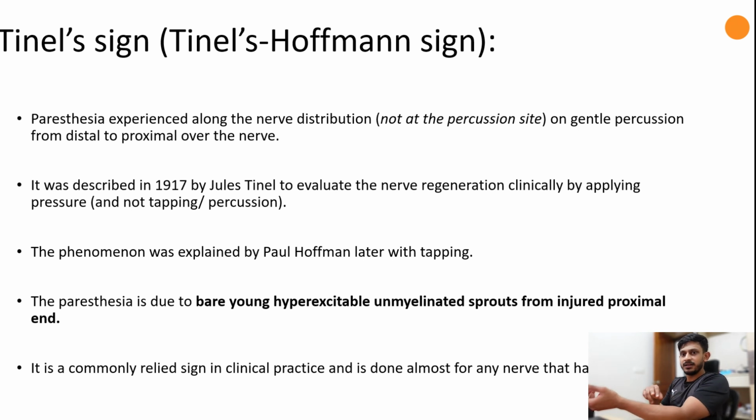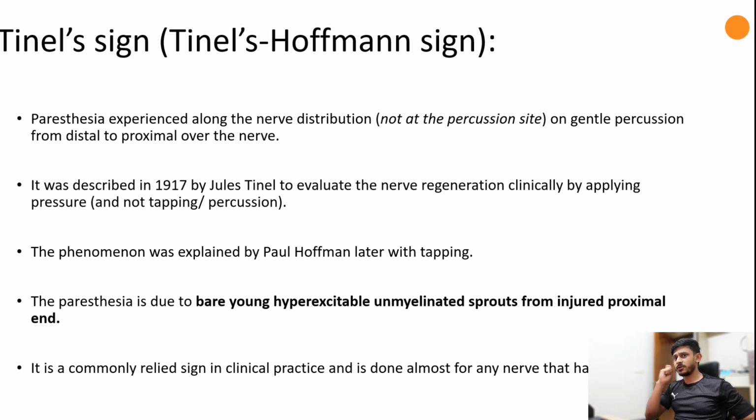So suppose it's a median nerve, we know if we percuss along the line which the nerve we expect to be, there'll be a tingling sensation or paresthesia when percussed from distal to proximal. And this is used to evaluate nerve regeneration and to what level the nerve has regenerated.